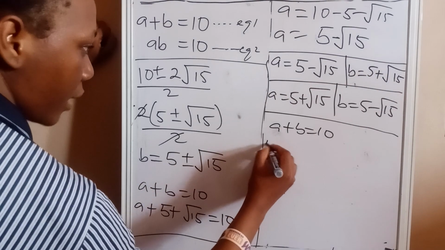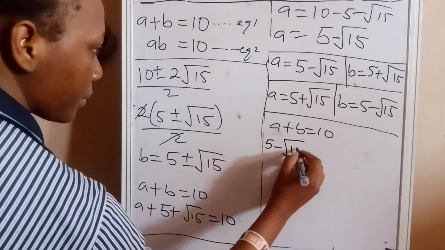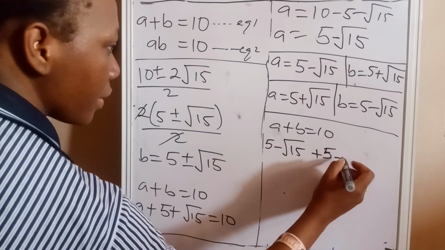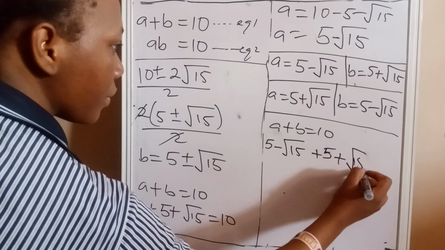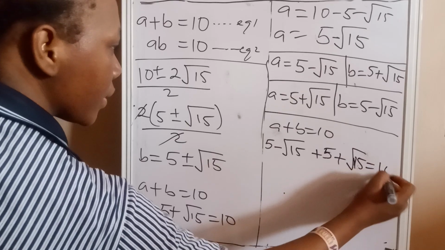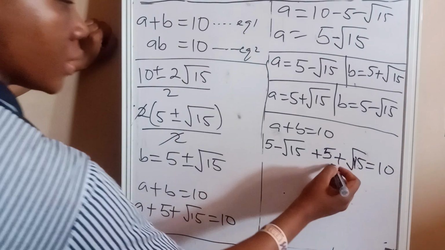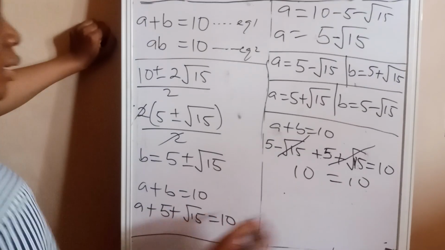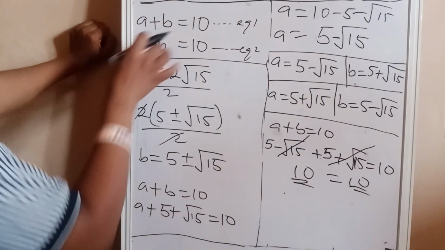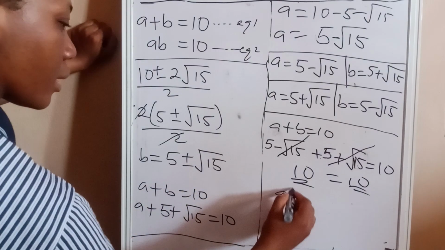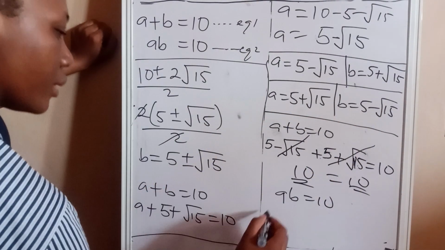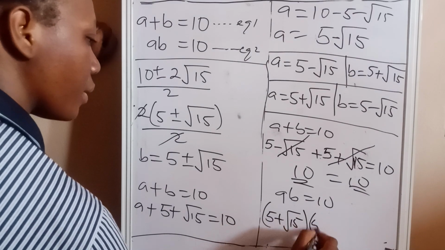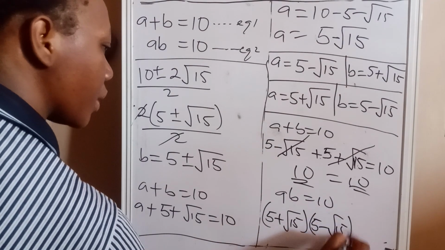So we have a as 5 minus root 15 plus 5 plus root 15 equals 10. So this goes, and we have 5 plus 5 to give us 10 equals 10. Easy peasy. Then the last one, we have ab equals 10. Using this one, (5 plus root 15)(5 minus root 15) equals 10.